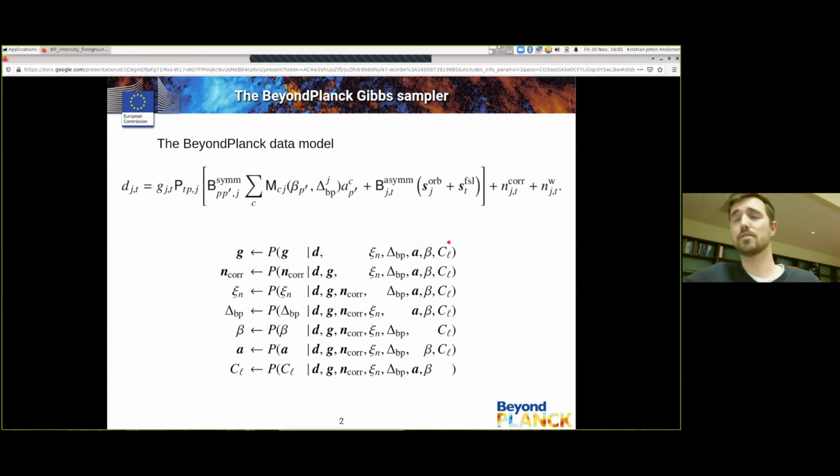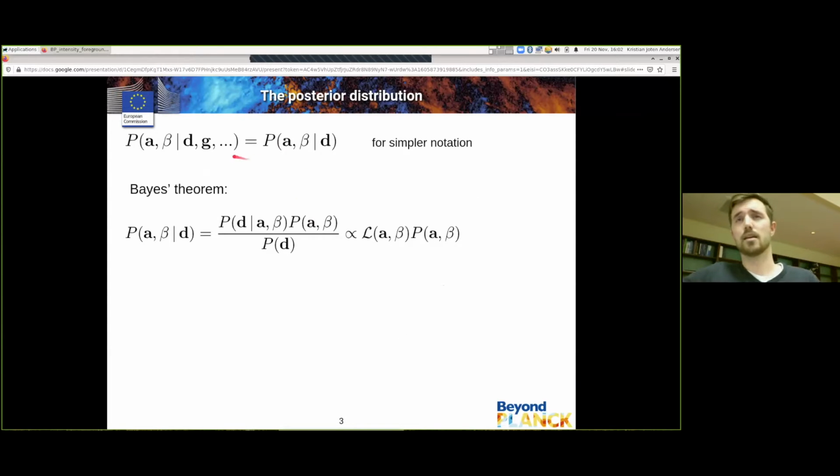So, as you've seen already many times by now, this is the BeyondPlanck data model for the LFI 2D data. And as Trygve mentioned, we are sampling this amplitude and the spectral parameter when we do the component separation. Now, again, just for a simpler notation, when sampling for the components, we're basically mapping out the posterior distribution of the amplitude and the spectral parameter given all the other parameters and data. And we now just abbreviate this to the posterior distribution of A and B with respect to data, just omitting the other parameters for now, assuming they are constant.